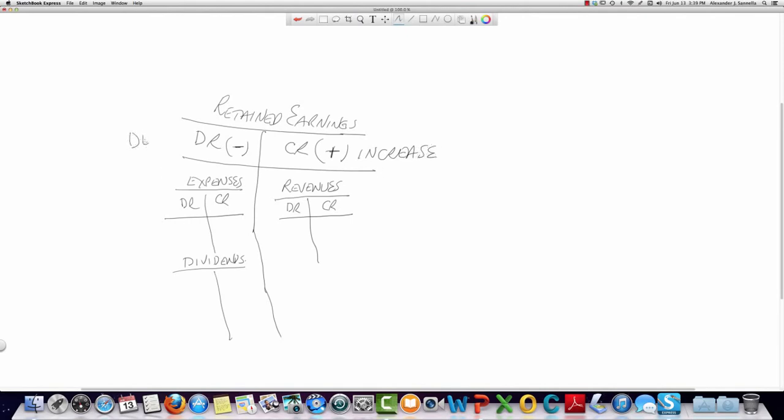We know that retained earnings increases by credits, decreases by debits. What's going to happen again is that, of course, just remember that revenues minus expenses are going to be your net income or loss for the period, or net loss, just to be specific.